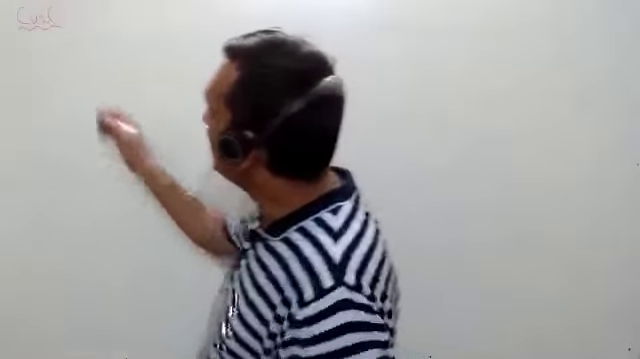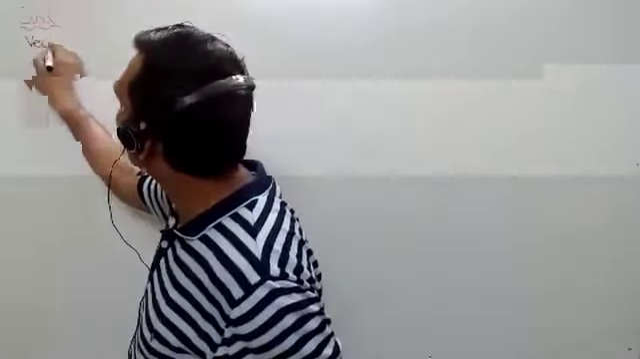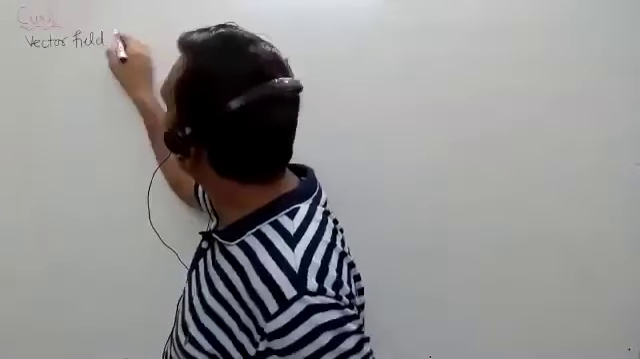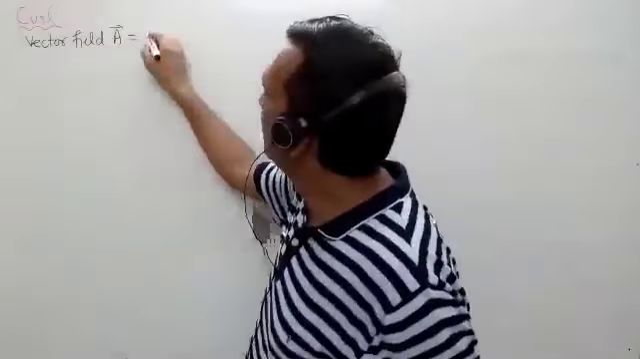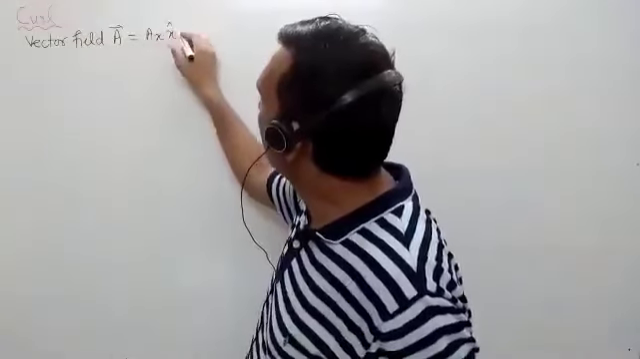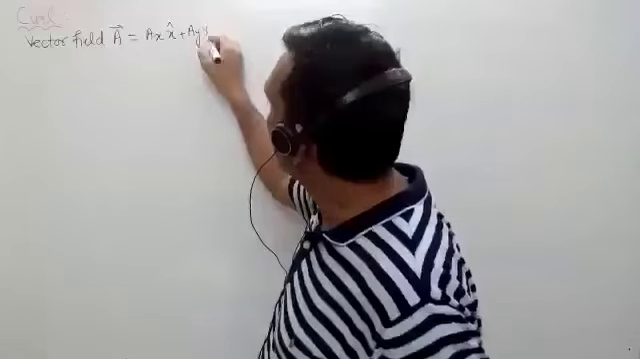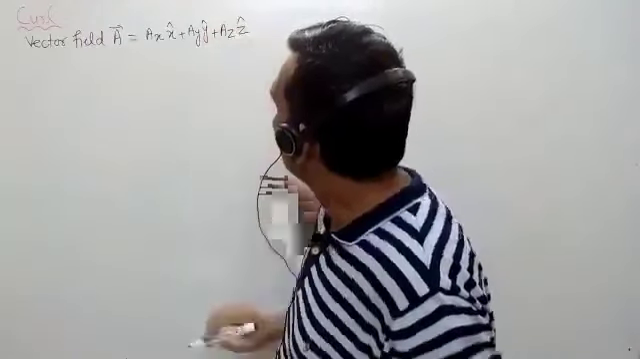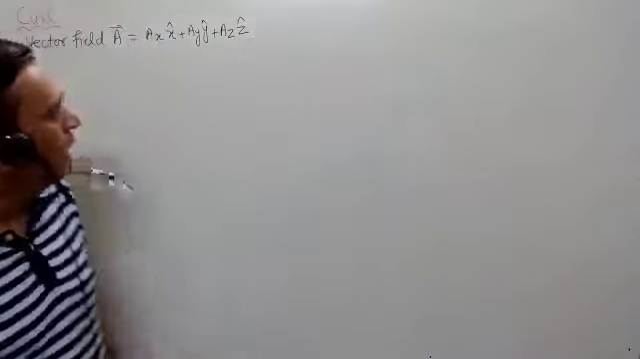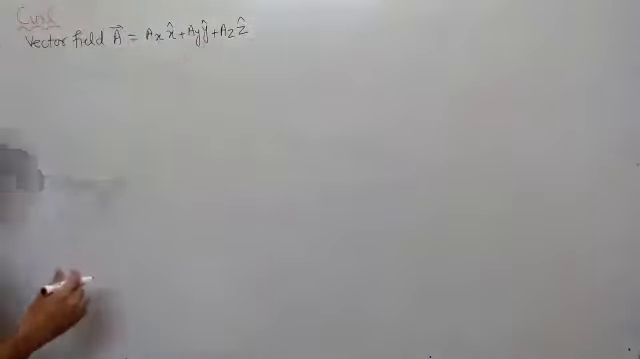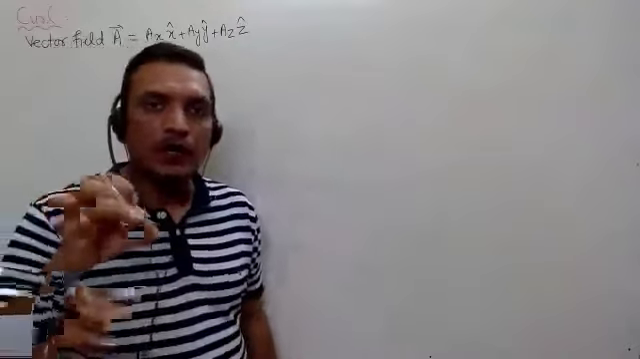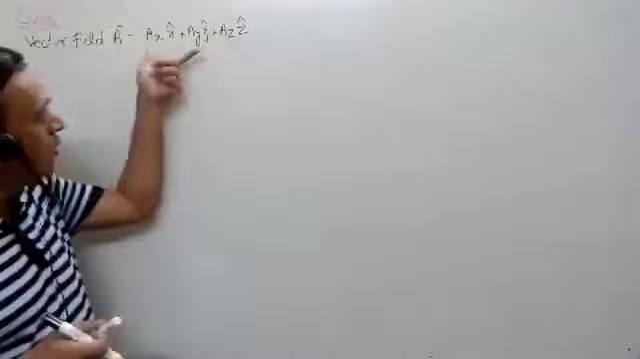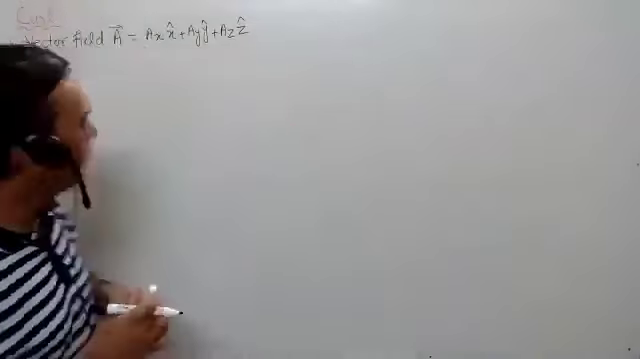So consider a vector field A. This vector field A is again Ax x cap, Ay y cap, Az z cap. And in this vector field, we have to find curl. Curl again we have to define at a particular point, just like divergence you have to find at a particular point. Similarly, you have to find curl at a particular point.